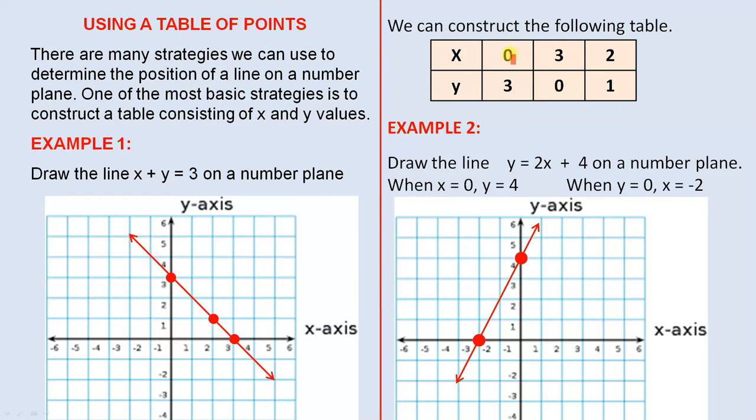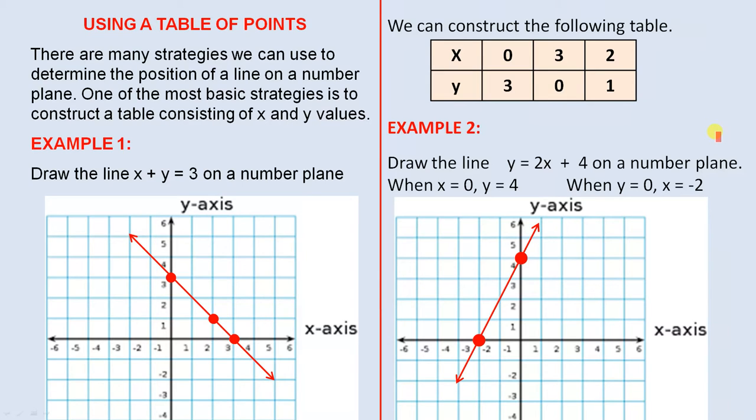So if we let x equals 0, y equals 3, because 0 plus 3 equals 3. So the point is 0, 3. If we let x equals 3 and y equals 0, 3 plus 0 equals 3, so the point is 3, 0. If we let x equals 2 and y equals 1, 2 plus 1 equals 3, and the point is 2, 1. When we plot those 3 points and join them, that's the line we're after.